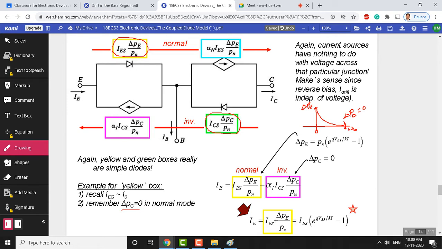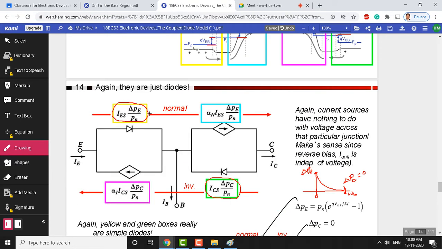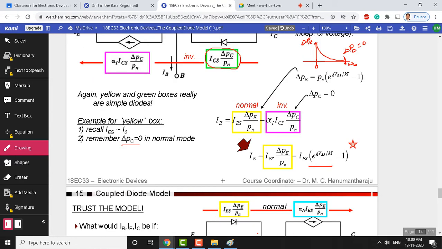So this resembles this. When you substitute delta P C as 0 in normal mode, you only have this first part, the yellow component here, and this yellow part represents the diode here. So this is what we want to show here. This yellow color part and green color part represent a diode in the normal mode and a diode in the inverted mode respectively.